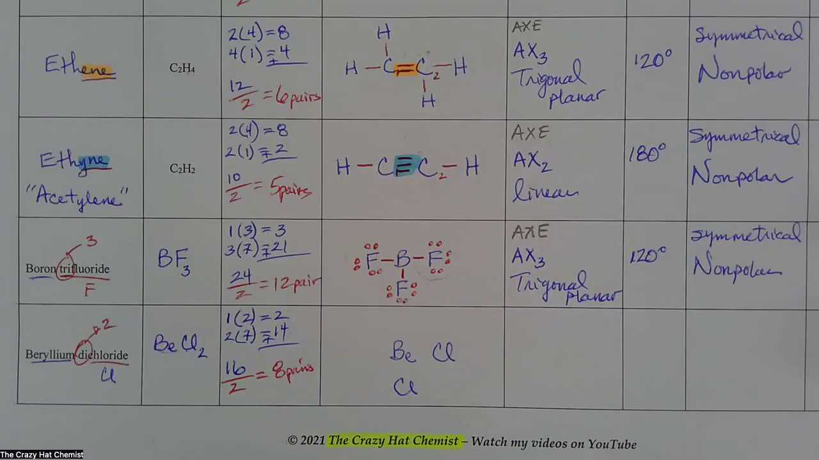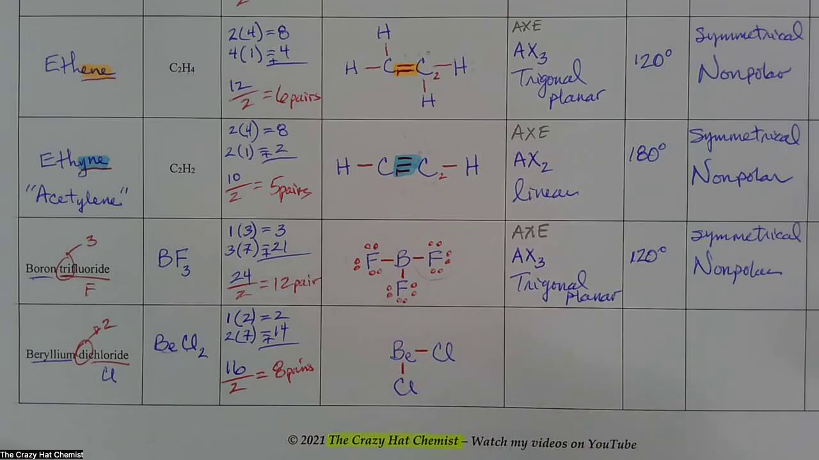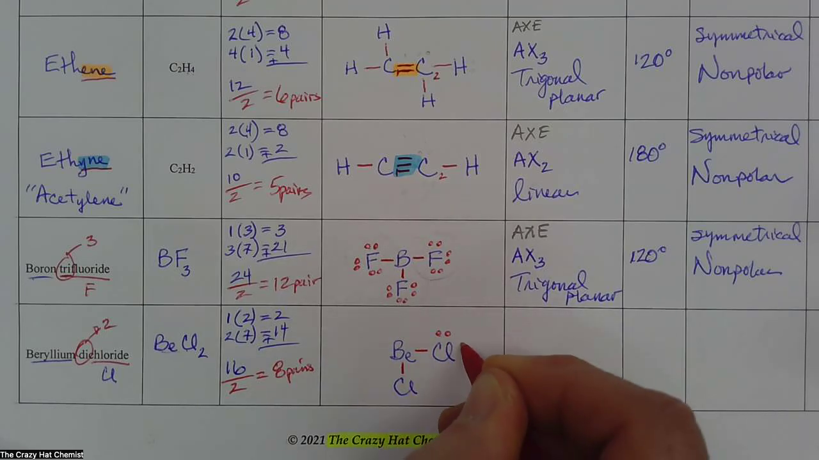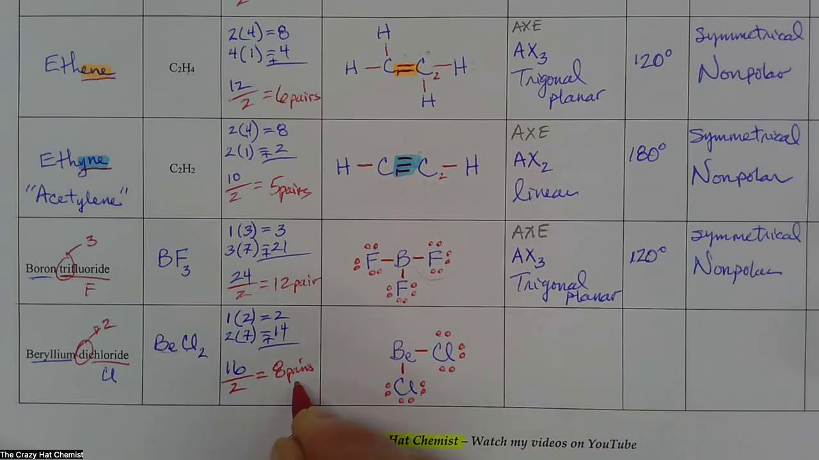Stay tuned. All right, we're going to place our electrons, and our first set of rules is to place electrons between the central atom and the outside atom, and then the next rule is to place lone pairs of electrons on the outside atoms. So that's 1, 2, 3, 4, 5, 6, 7, and 8. 8 pairs. Okay, I'm going to verify the octet rule.